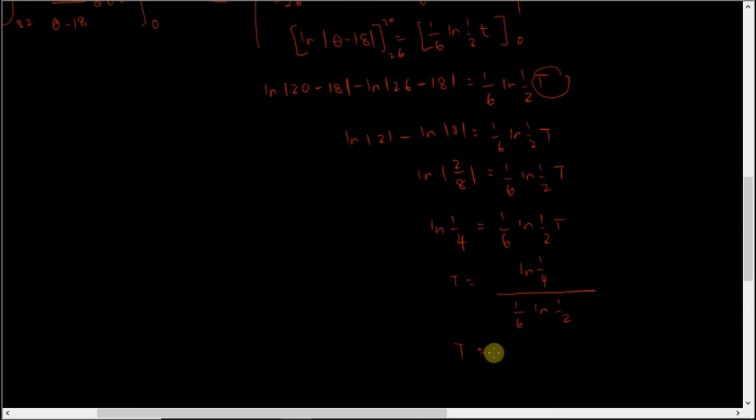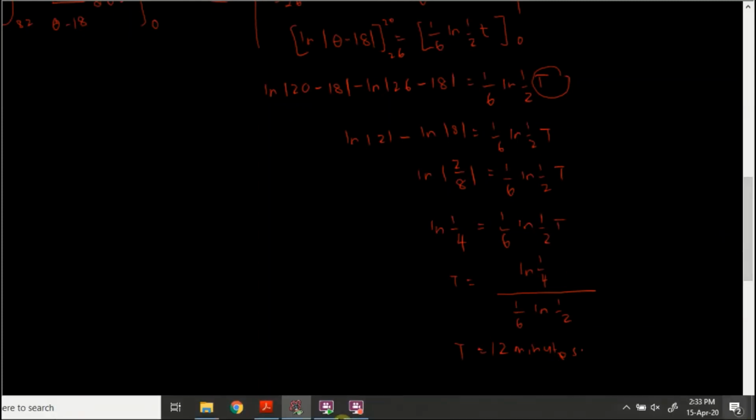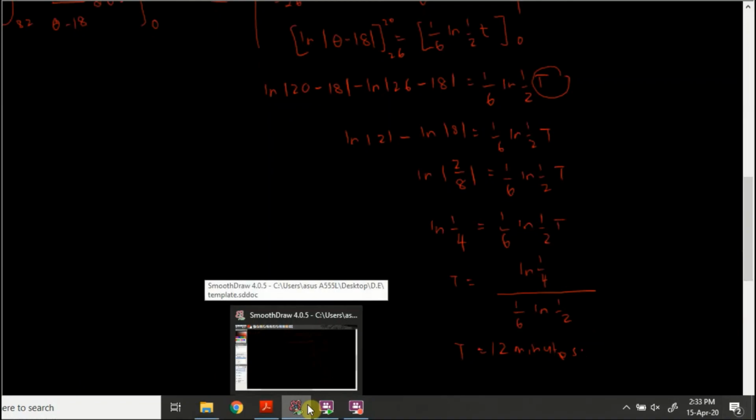So next you just press that into the calculator. ln 1 over 4 divided by 1 over 6 divided by ln 1 over 2, you should get 12. Therefore, the answer is, the time taken is 12 minutes for the temperature to go from 26 degrees Celsius to 20 degrees Celsius. So done.